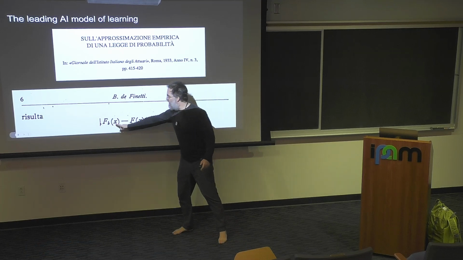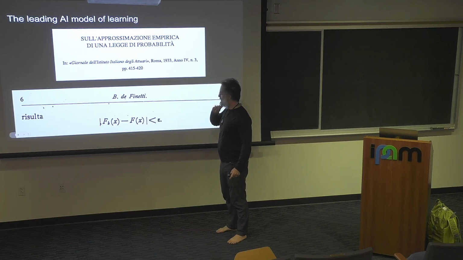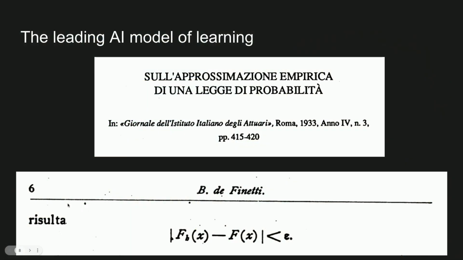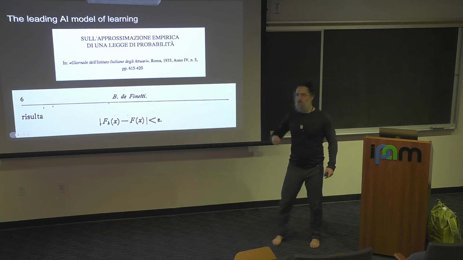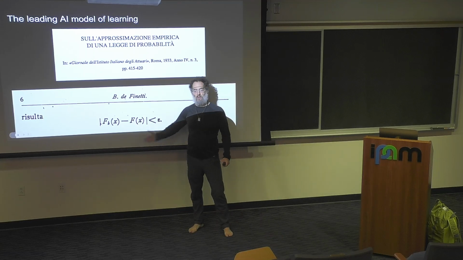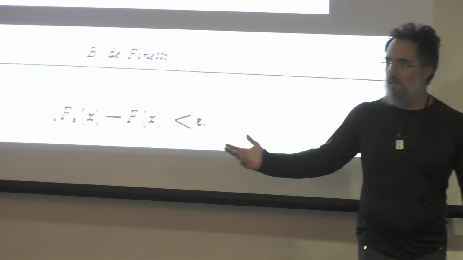And here's what the result is. And so let me just unpack the equation a little bit. F of x, that's the distribution of x. And this f, I think that's an h of x. That's the empirical estimate using h samples from x. The difference between these two, using some norm that's defined, is less than epsilon. So this theorem is stating if you have enough data, you can estimate any distribution arbitrarily well. That's the result from the 30s.